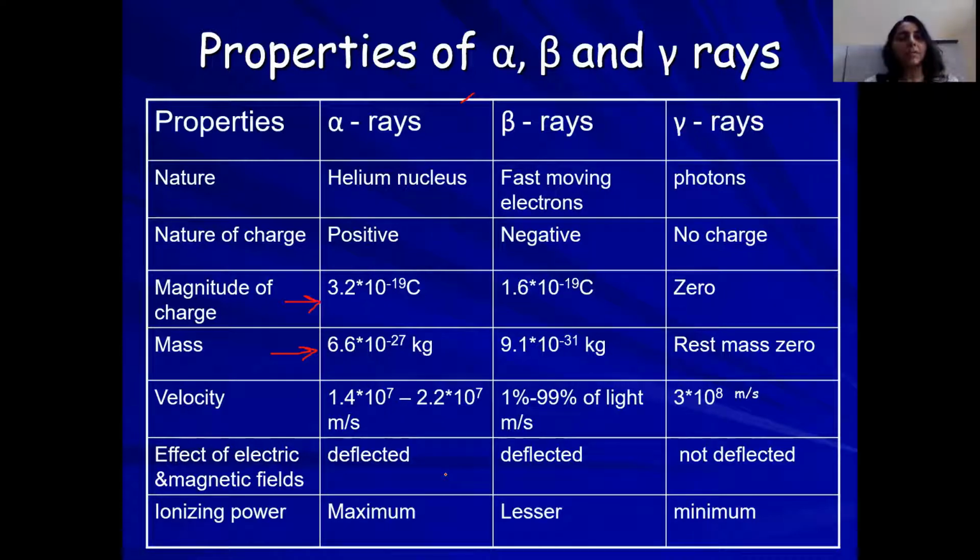Ionizing power. Now what is ionizing power? It means whenever these particles, alpha, beta or gamma, strike any atom, do they have the power to ionize it? Do they have the power to split it into anions and cations? So yes, alpha have the maximum ionizing power, beta has less as compared to alpha, and gamma has the minimum ionizing power.